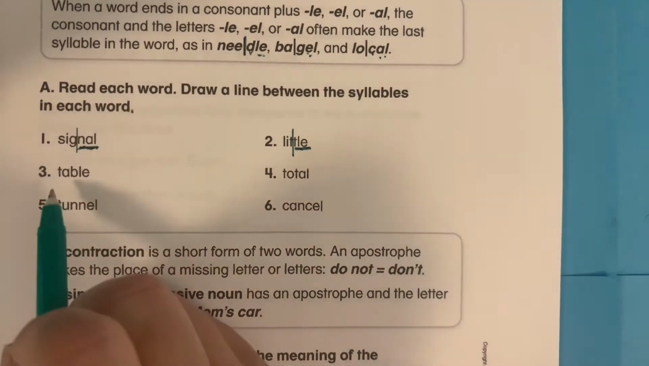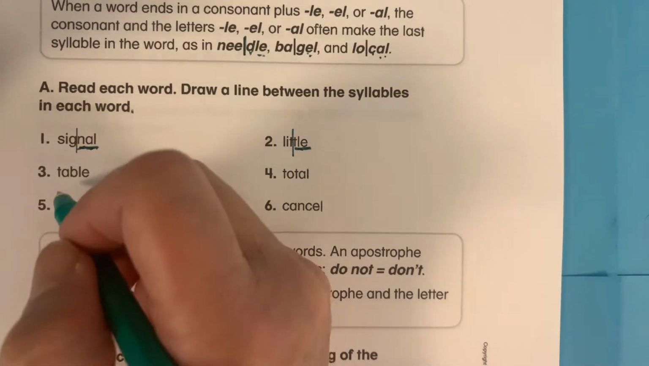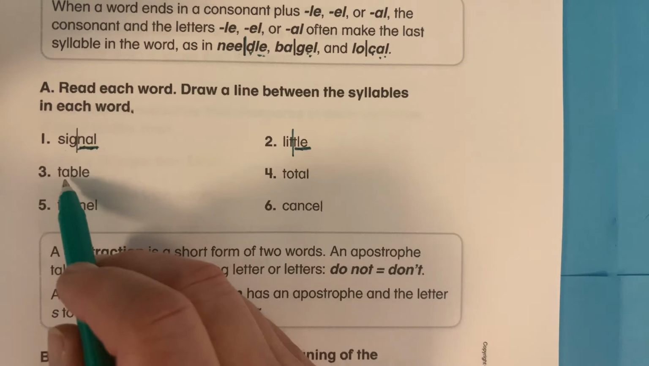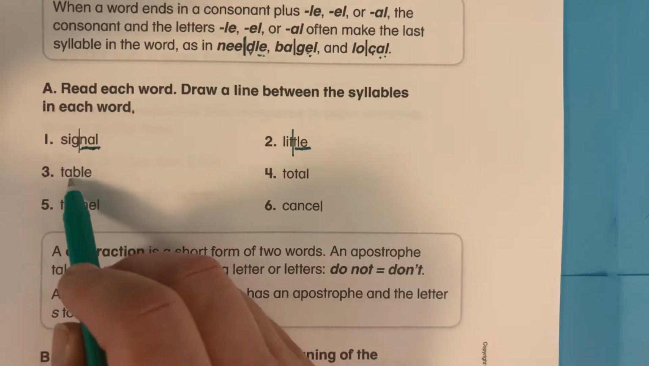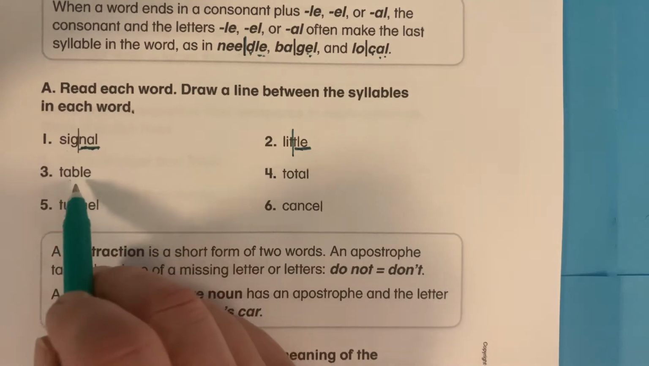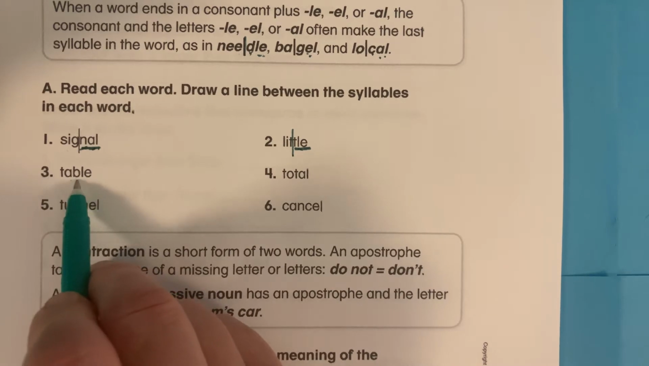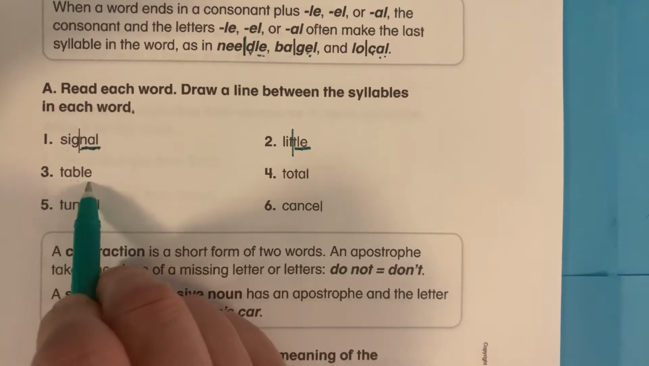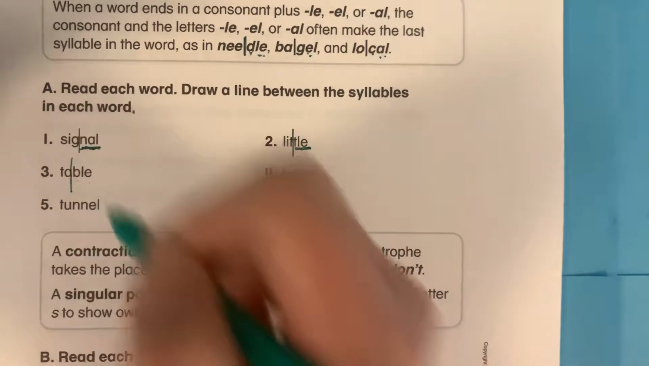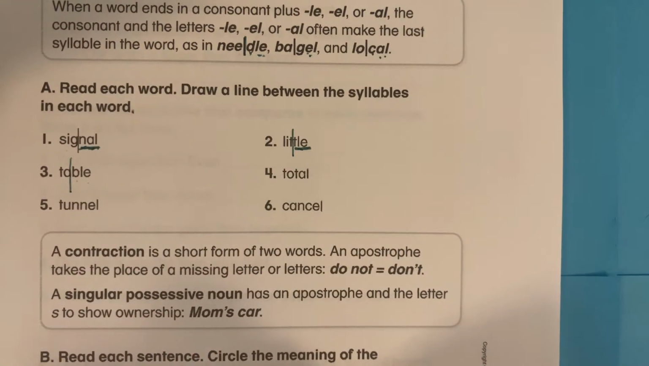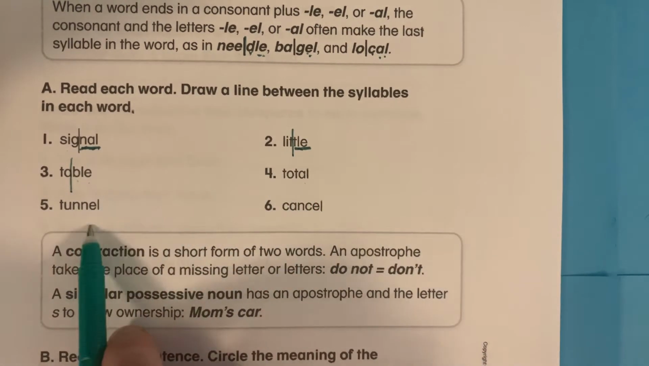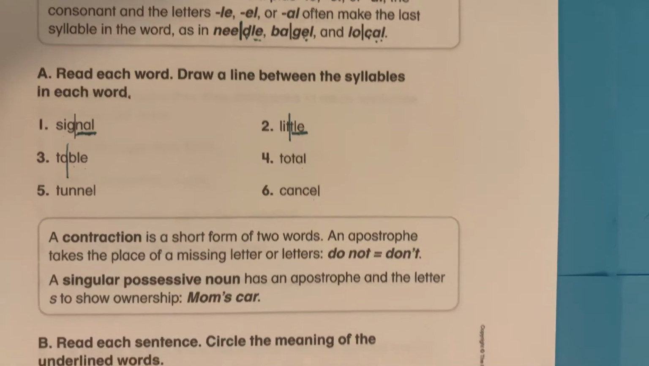One is it has a long A sound, and so it's an open syllable, you divide after the long vowel sound in an open syllable. But the other rule is that you keep the consonant with the LE. So you're going to divide it right there between ta and ble. So do the rest of these on your own. They follow the same exact rule.